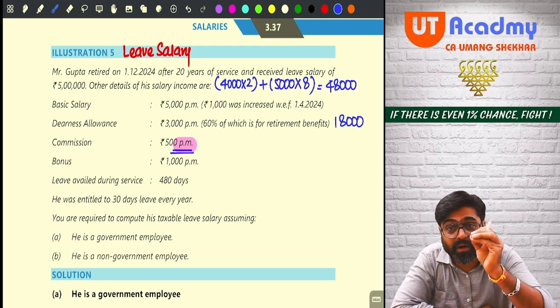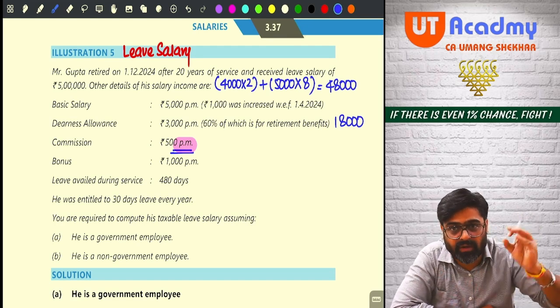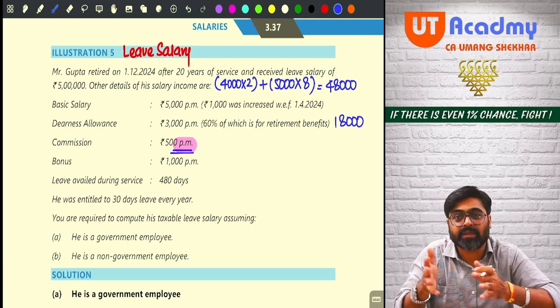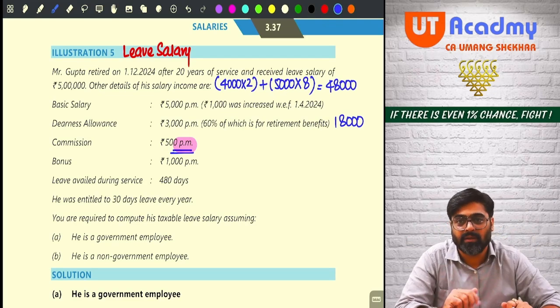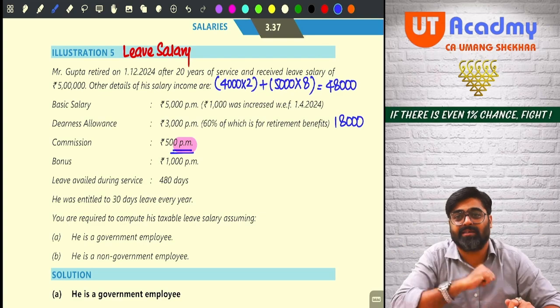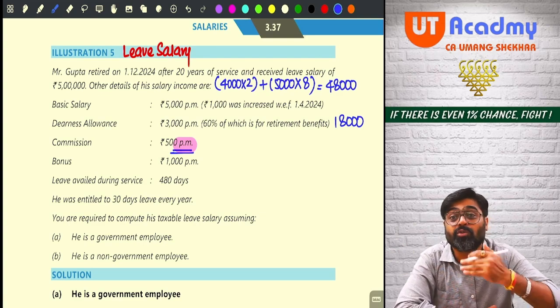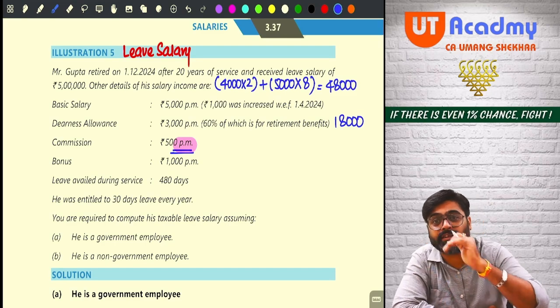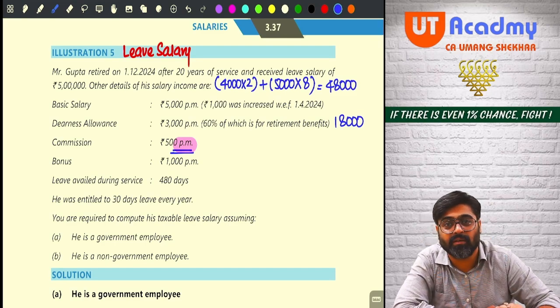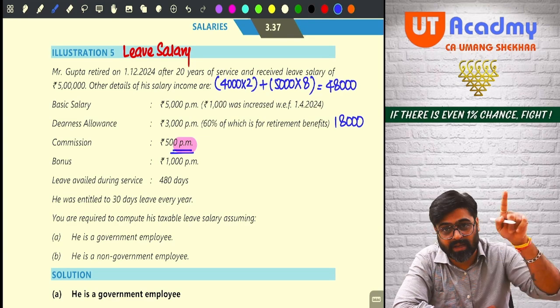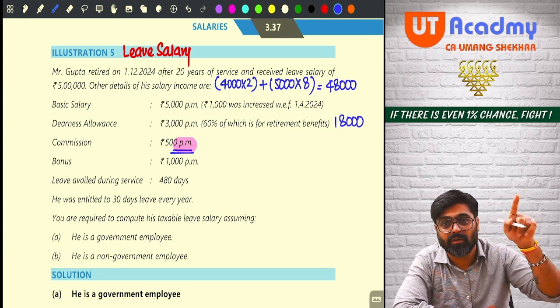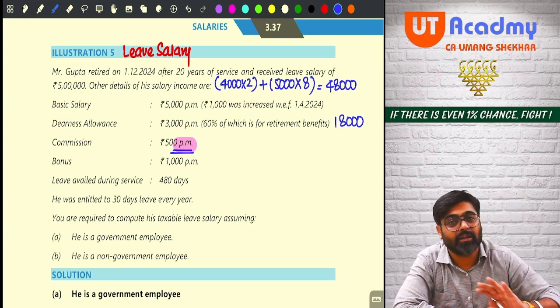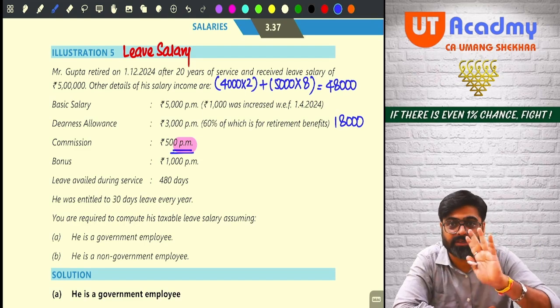Because if this is a per month commission, every month the commission amount is 500, 500, 500, 500. So if the amount of commission is not changing every month, it is a fixed commission. No need to say also that it is fixed. Per month return is an indication that it is a fixed commission, not a turnover commission. And if you have taken this commission in the calculations, you are wrong, gone. There is no turnover commission, only fixed commission is there.